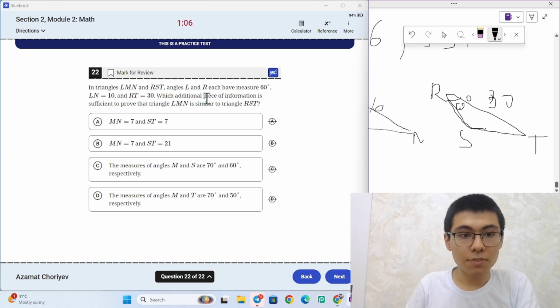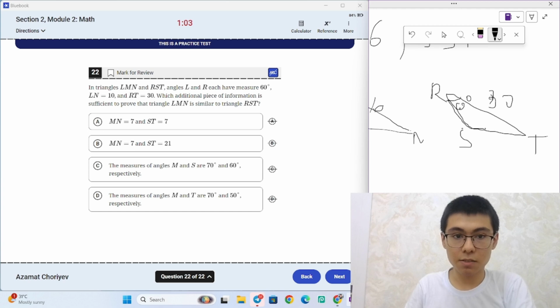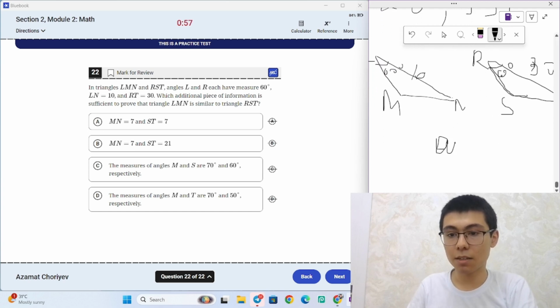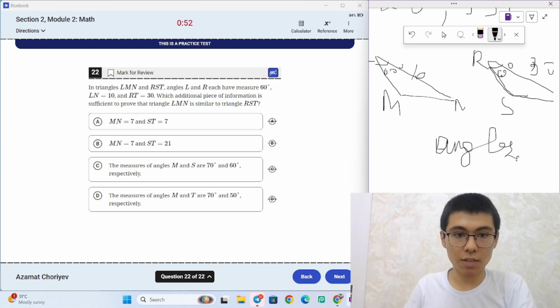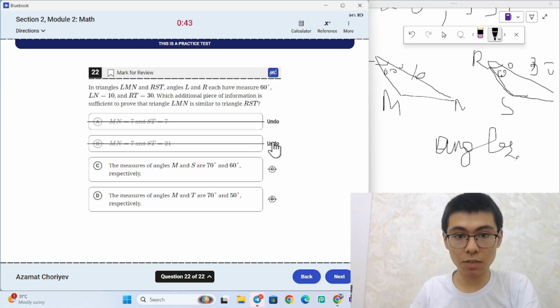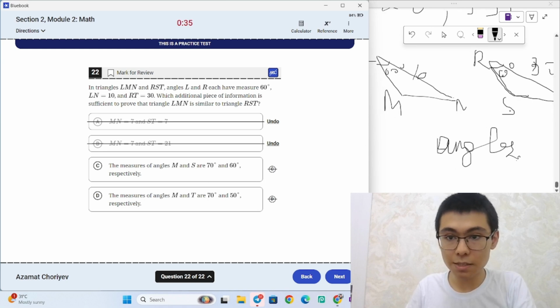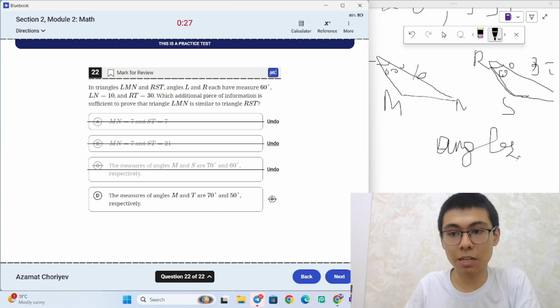Which additional piece of information is sufficient to prove that these two triangles are similar? Similar means having the same angles. So we gotta focus on angles. You don't have to focus on the lengths. So A is talking about lengths, B as well, so we can get rid of these choices. From here, let's have a look at C, 70 and 60, M and S. If they are different, then it contradicts our claim, because if M is 70 and S is 60, they're not going to be equal.